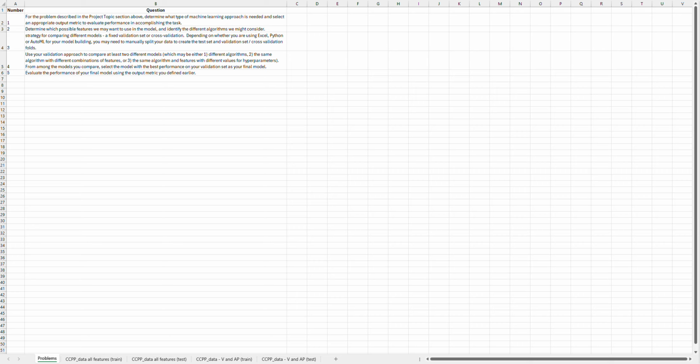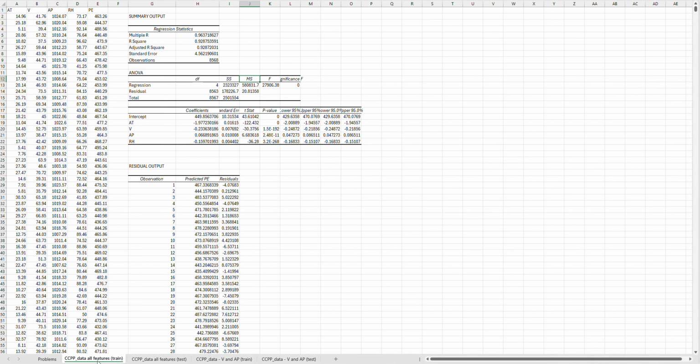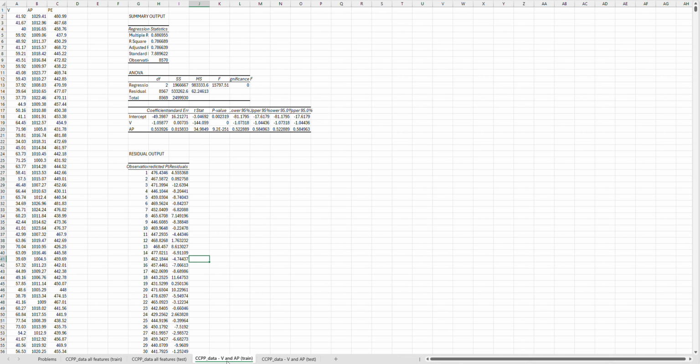Now, the next question is asking to create a training test set and a validation strategy. So moving forward to the Excel analysis, you can see at the bottom four different tabs. The first two tabs show the training and test sets when keeping all four features, while the last two tabs show the training and test sets when keeping only the exhaust vacuum and ambient pressure features. I manually kept 90% of the data in both scenarios for training, while 10% for testing.